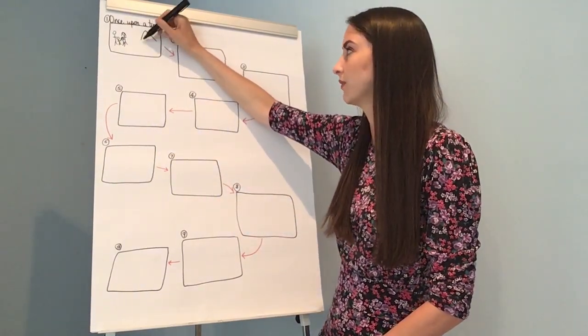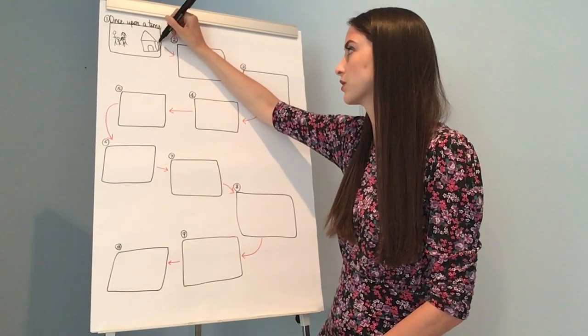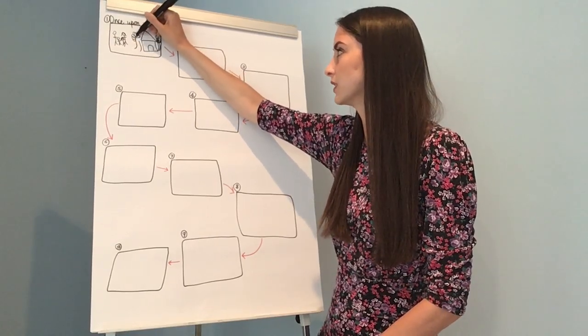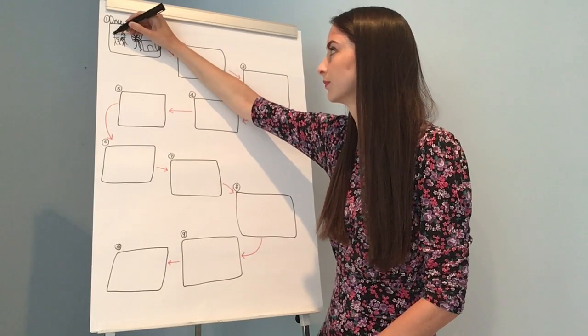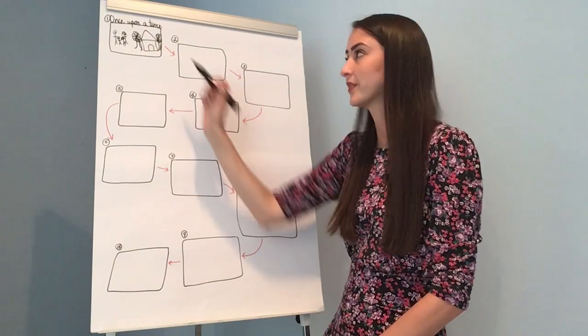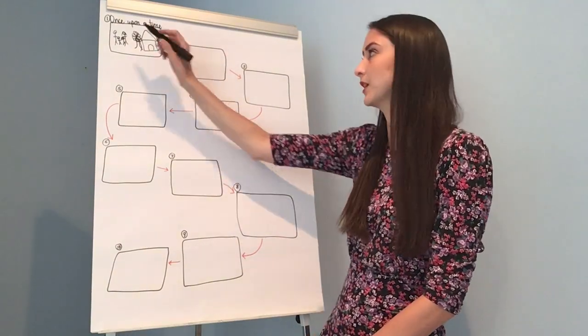And where do they live? Mine lived in a cottage in the forest. So I'm going to draw a couple of trees and the cottage. There we go. Once upon a time there was a family who lived in a cottage in the forest. Ready for box number 2.